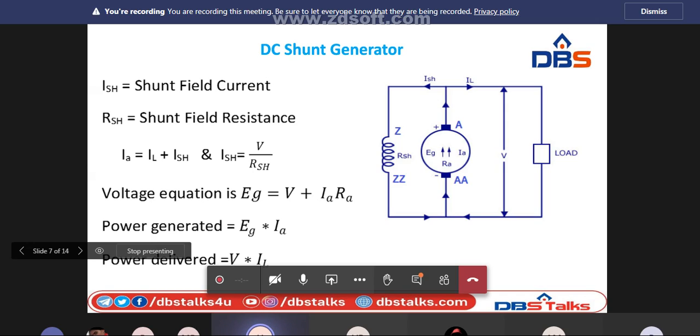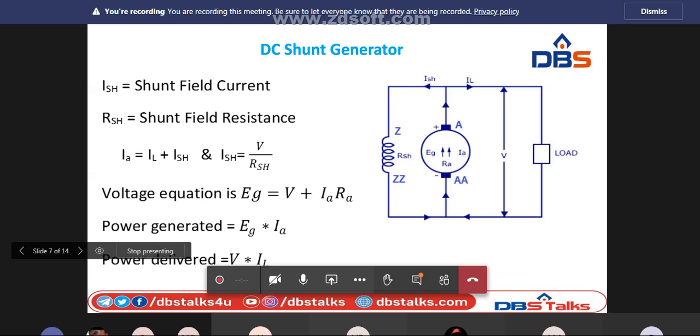Shunt generator in the sense a field winding is connected parallel to the armature winding. So such type of generator is called a DC shunt generator. And we can look at the turns. Shunt winding has many turns, more number of turns. That's why RSH value is very very high. It may be 100 to 300 ohms in general.